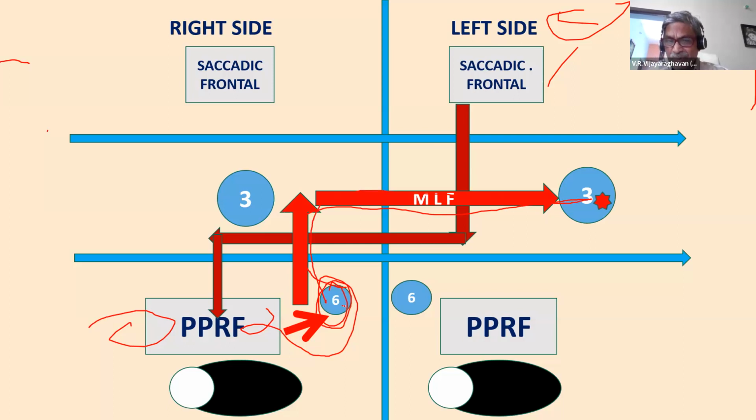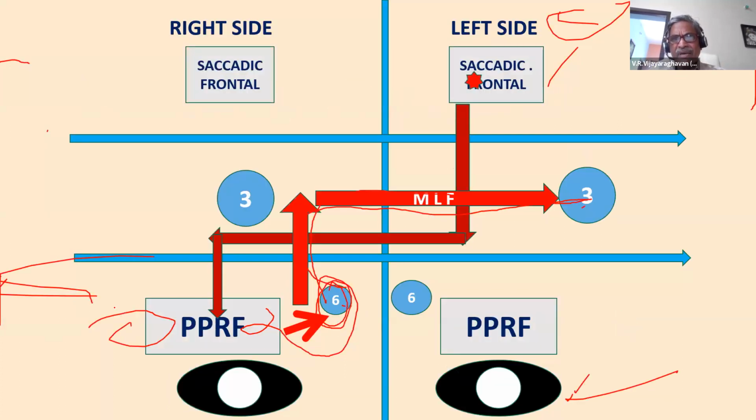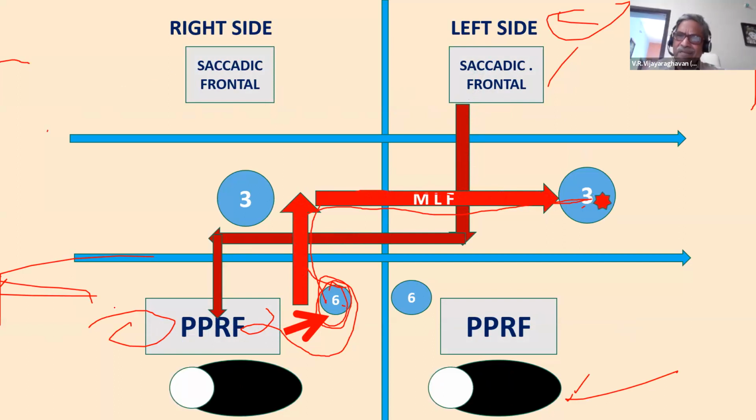That means the sixth nerve is stimulated, and at the same time the third nerve is also stimulated. That means this eye is going to adduct and this eye is going to abduct. Now I'll show you the picture again so you can easily understand. The left side gives the impulse, crossing in the midbrain, comes to my right PPRF, the sixth nerve is stimulated, then the third nerve is stimulated. You see, now the eyes are going towards the right side.